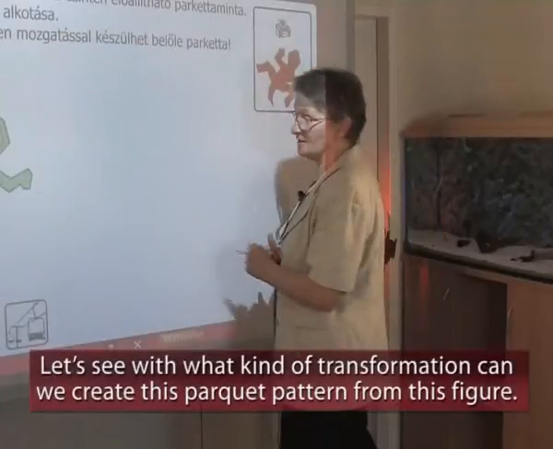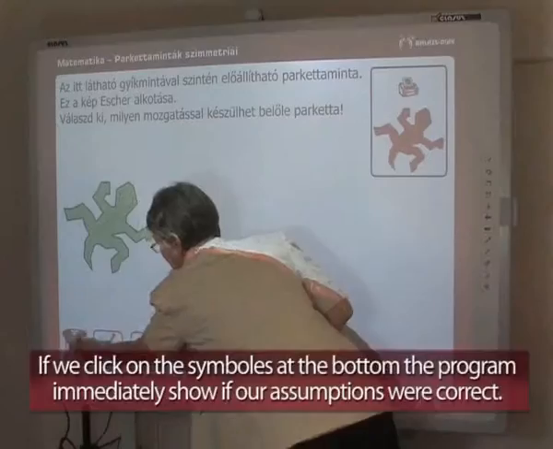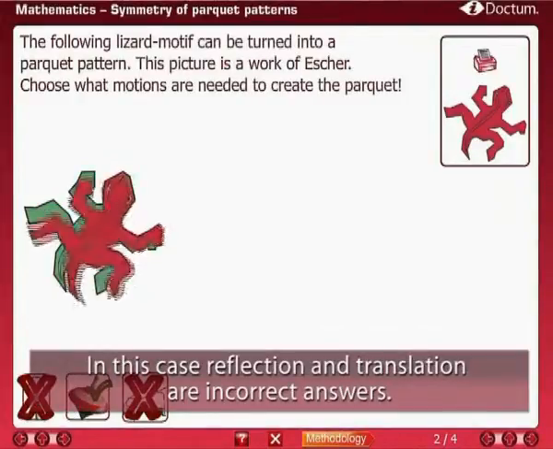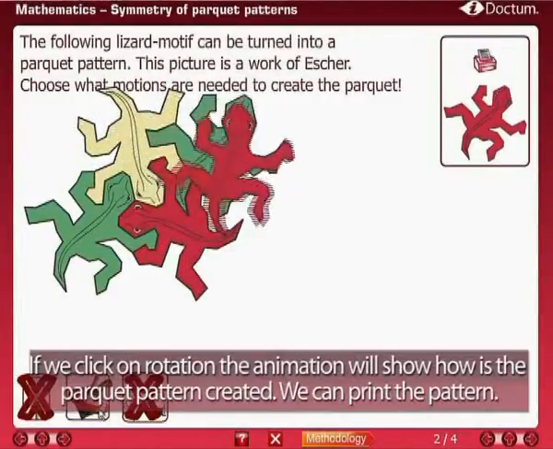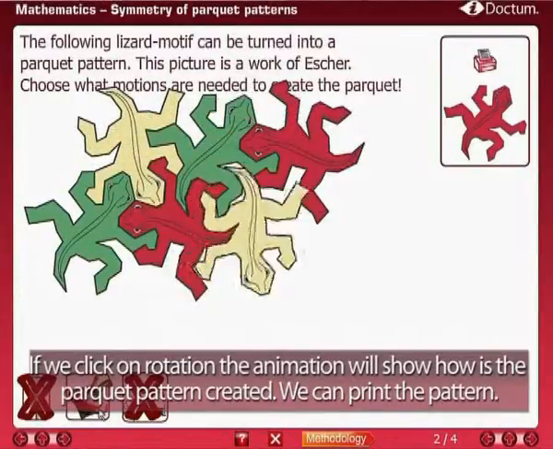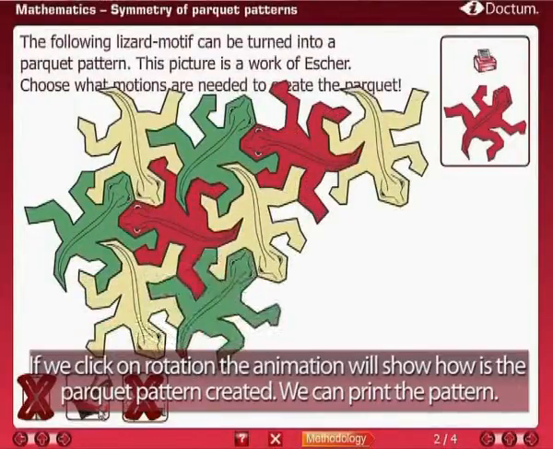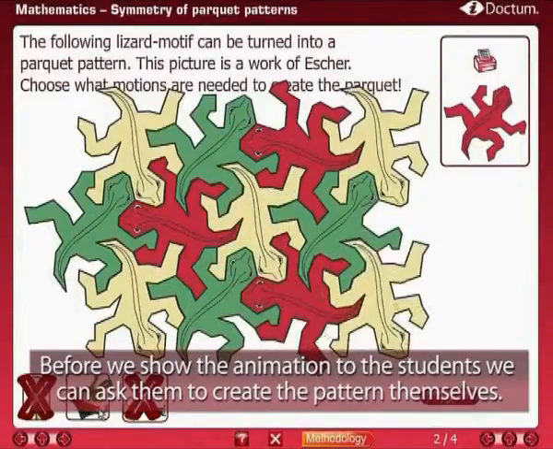Let's see with what kind of transformation we can create this parquet pattern. If we click on the symbols at the bottom, the program immediately shows if our assumptions were correct. In this case, reflection and translation are incorrect answers. If we click on rotation, the animation will show how the parquet pattern is created. We can print the pattern. Before we show the animation to the students, we can ask them to create the pattern themselves.